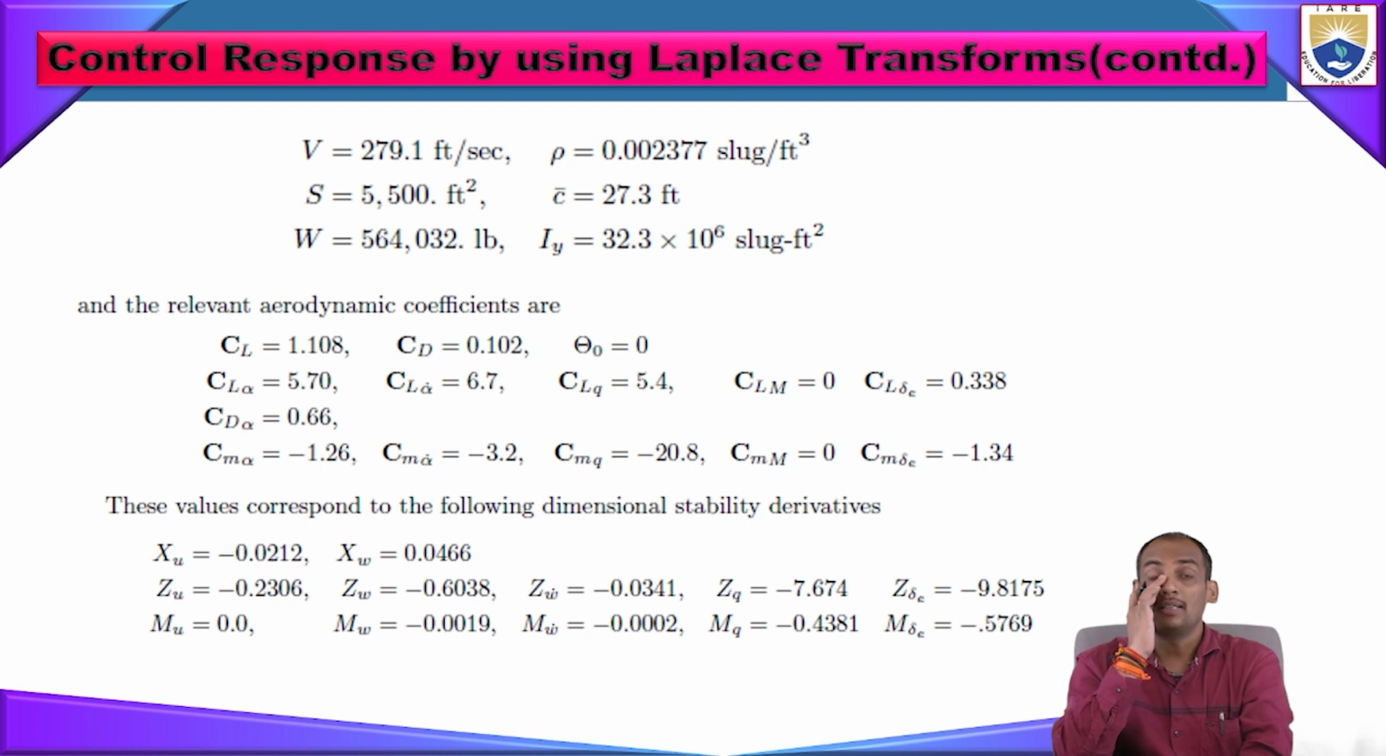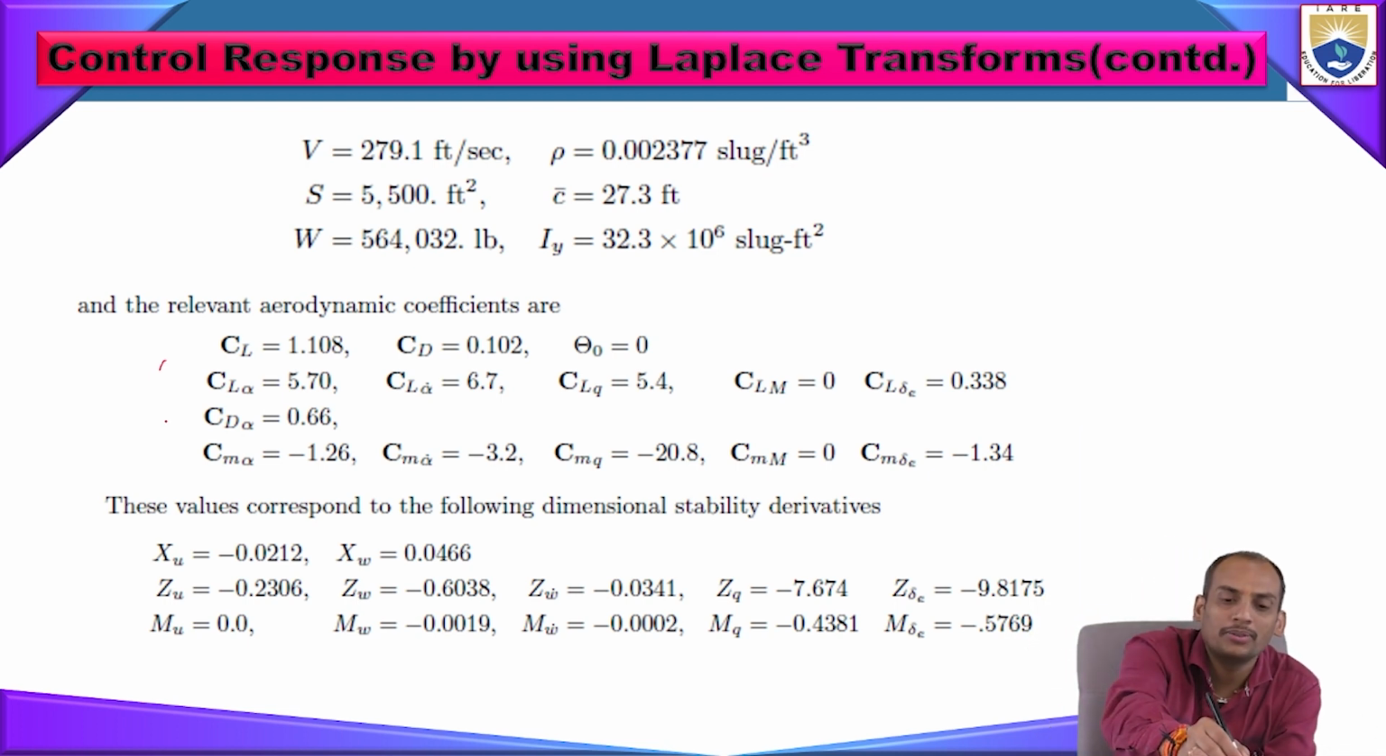For that, we have different values: velocity is 279 feet per second, the density of air at that condition is 0.0023777, wing area S is 5,500 feet square, the chord length is 27.3 feet, and the weight of that aircraft is around 564,032 pounds, and Iy of the whole aircraft is 32.3 into 10 power 6.